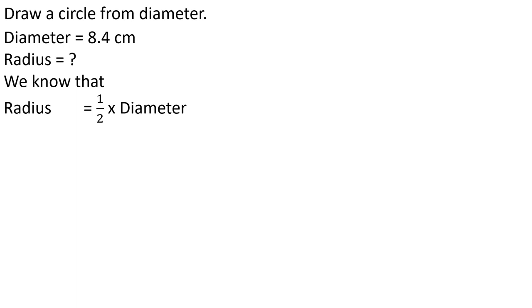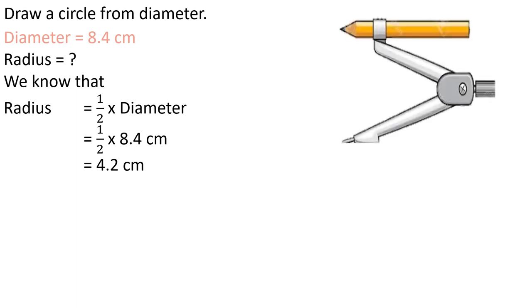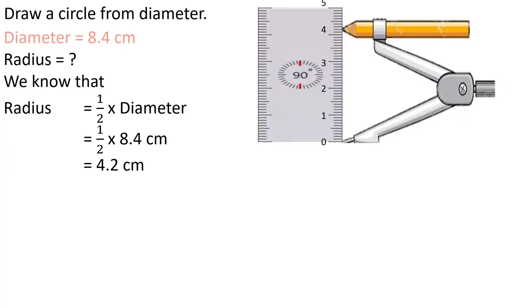Put the value of diameter, which is 8.4 cm, and 8.4 divided by 2 is equal to 4.2 cm. So radius is equal to 4.2 cm. Now we draw a circle of radius 4.2 cm. First, insert a small well-sharpened pencil to the pencil holder arm of the compass. Open the arms of compass and take a distance of 4.2 cm with the help of ruler.